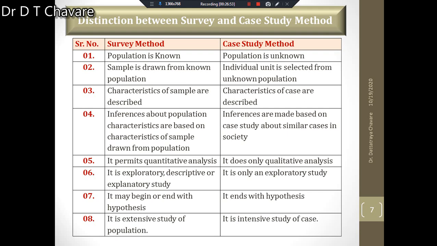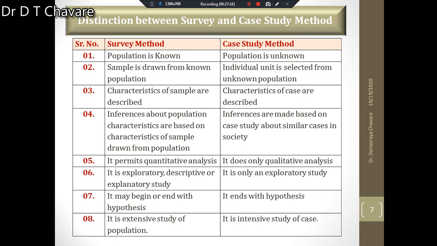Then second difference is also there. Sample is drawn from known population in survey method. Under survey method, sample is drawn from known population. But in case study method, individual unit is selected from unknown population. This is the second difference between survey and case study method.